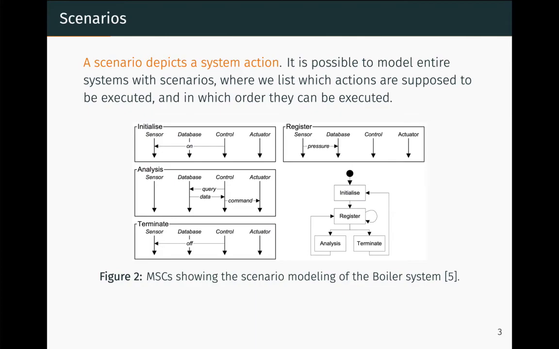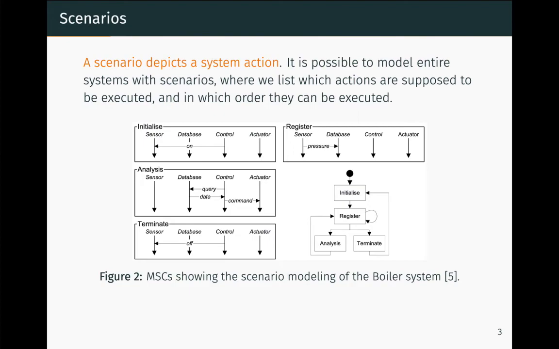So onto our background. Let's start with scenarios. A scenario depicts a system action. It shows, in this case, which components are talking to which other component, the order these interactions happen, and in which order these scenarios can happen. So in a single scenario like this one, we can have multiple interactions, and the order in which each scenario can happen is this one.